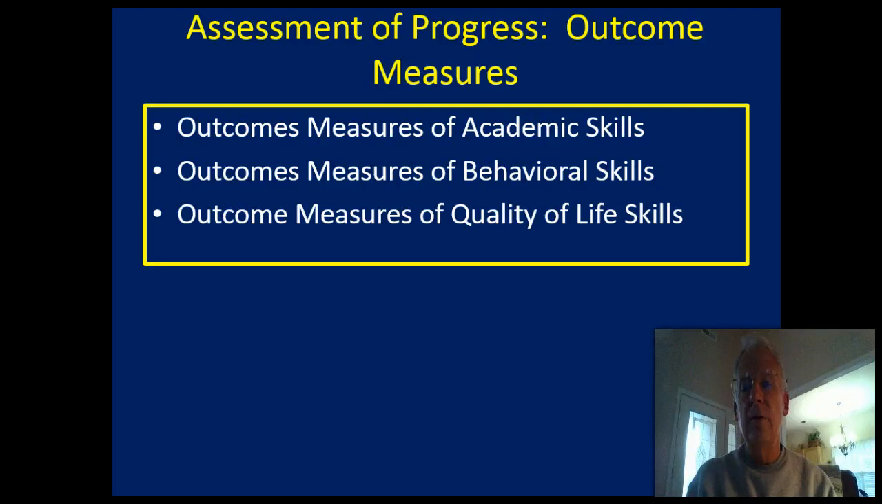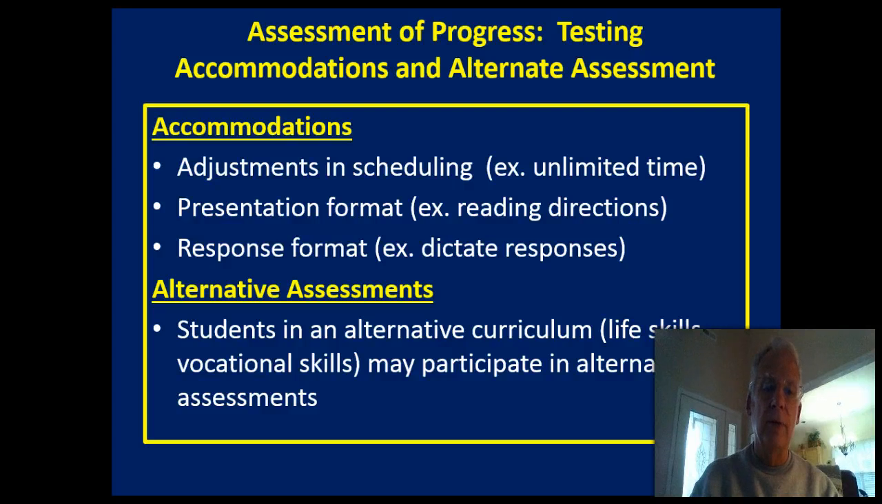So there are different outcome measures when we're looking at students with intellectual disabilities. We certainly are looking for measures of academic skills. Again, they might be very basic, but we want to assess those. We certainly also want to look at behavior skills, because we know students with developmental disabilities may also have behavior-related issues, and we want to look at measures of quality of life skills, again, their ability to show adaptive behavior.